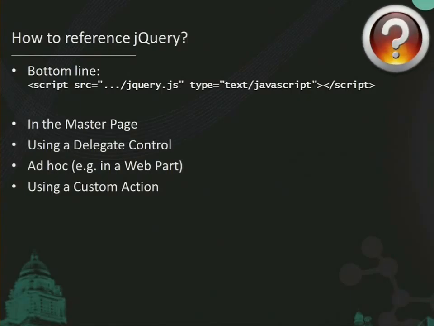Cool. Now, the next thing that I actually would like to show you, oh, sorry, I forgot one slide. How do you actually reference jQuery? It's just a JavaScript file. So somewhere in your page, you need to have the first line that you can see over there. You have a script with a source attribute that points to the jQuery location, and it's a JavaScript file. How do you get that reference in your SharePoint pages?